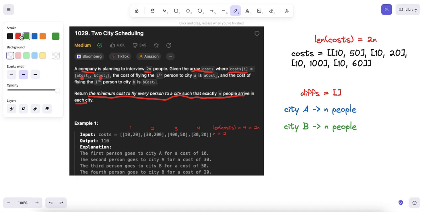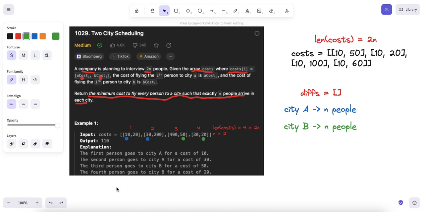Therefore, in calculating our output response, we know that we will use the $10 needed to send the individual to city A for the first person. For the second person, we will need $30 to send a person to city A, whereas for the third and fourth person, we would need to use $50 and $20 respectively to send those individuals to city B. Therefore, we can calculate our output as 10 plus 30 plus 50 plus 20, and together this makes 110.